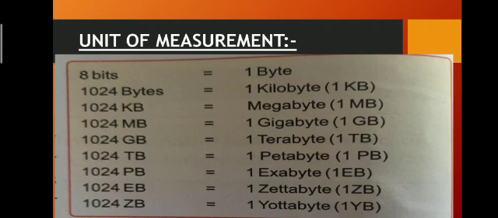1024 gigabytes equal 1 terabyte. 1024 terabytes equal 1 petabyte. 1024 petabytes equal 1 exabyte. 1024 exabytes equal 1 zettabyte. 1024 zettabytes equal 1 yottabyte. So these all are the units of measurement of computer memory.